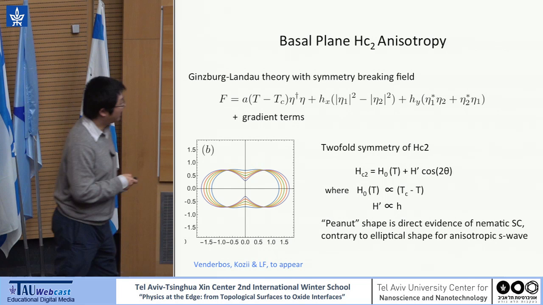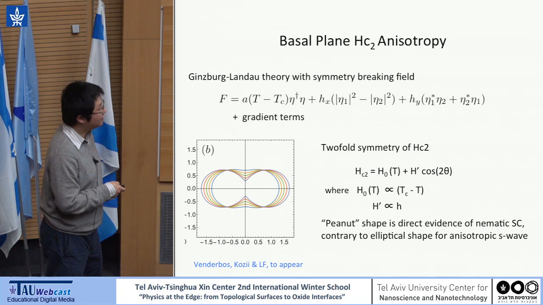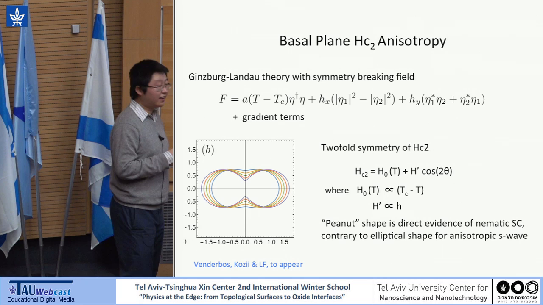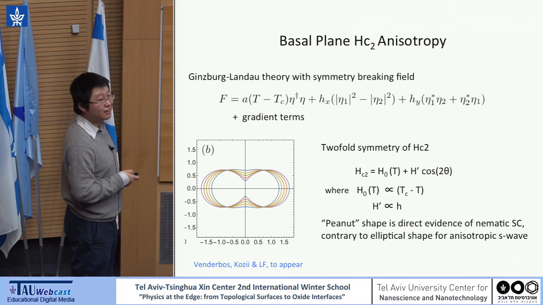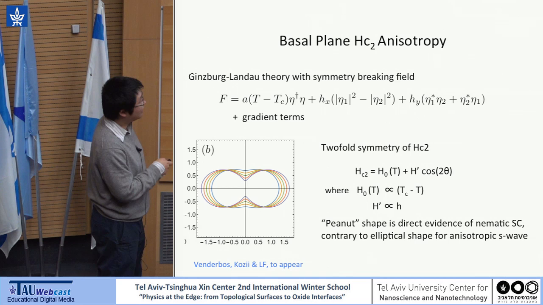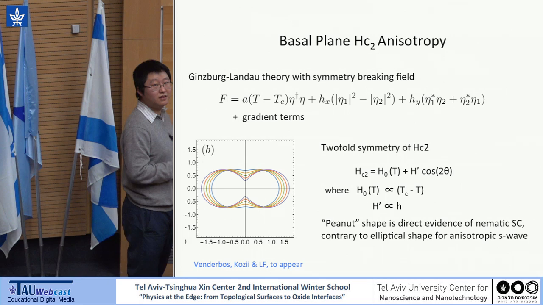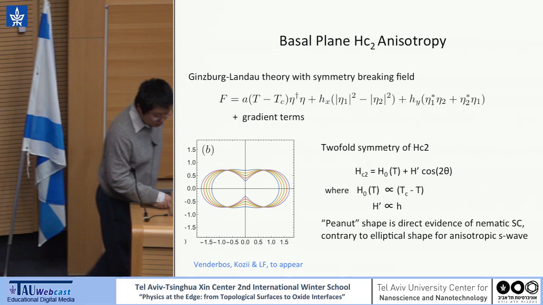So this peanut shape is a direct evidence. The peanut shape of the upper critical field in the basal plane is a direct evidence for nematic superconductivity. And this peanut shape is actually very different from the case of an anisotropic S-wave superconductor. With an anisotropic S-wave superconductor, the upper critical field within Landau-Ginzburg theory would have an elliptical shape instead of this peanut shape. So basically, I'm saying that even in the presence of a symmetry breaking field, the upper critical field anisotropy has a distinctive feature. That is evidence for nematic superconductivity.